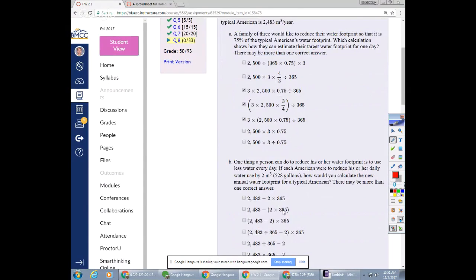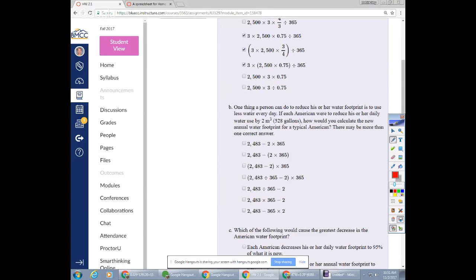Okay. Now we've got another part here that's a little complicated. One thing a person can do to reduce his or her water footprint is to just use less water every day. And I think we calculated that if you leave the faucet on while you brush your teeth, you lose several gallons of water a week. Not quite 2 cubic meters, that's a lot of gallons right there. But there are things we can do. Now just a note here, this is per day, right? And the 2,483 is per year.